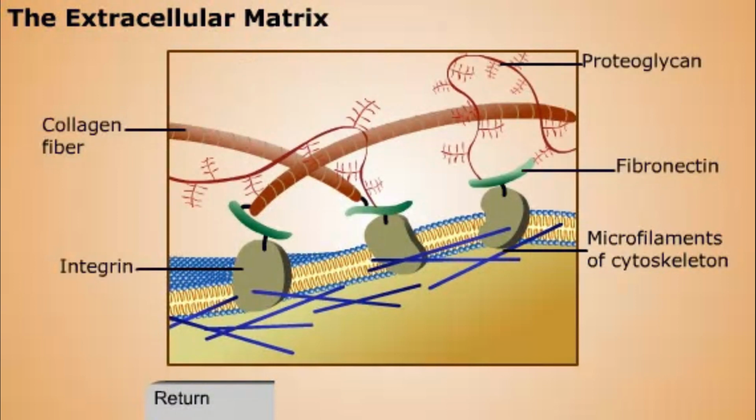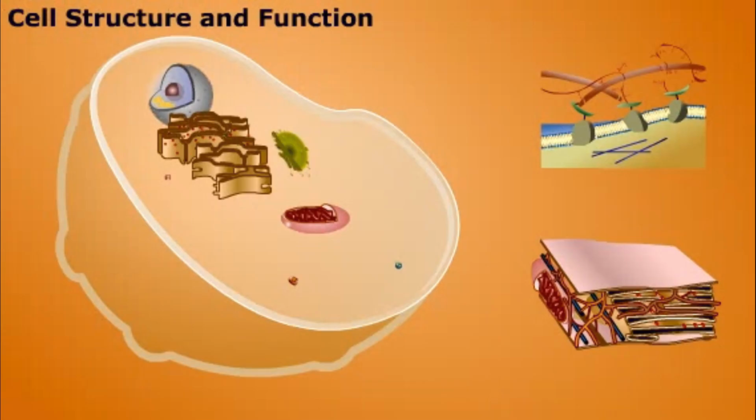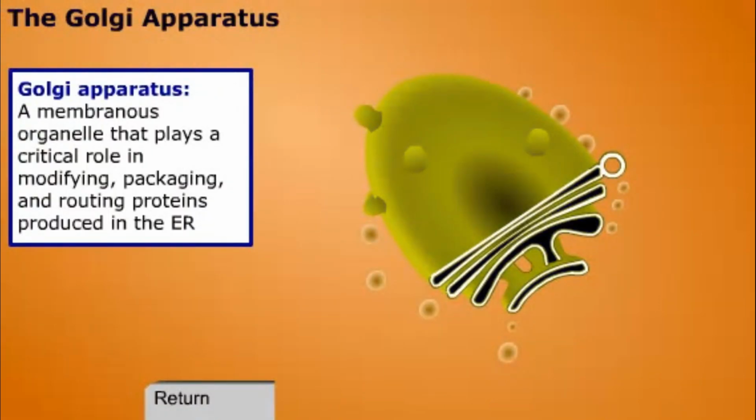Proteins called integrins span the plasma membrane and interact with fibronectin on the extracellular side. The fibronectin molecules associate with collagen fibers outside the cell. Finally, the collagen fibers are anchored in place by proteoglycans, large molecules containing both protein and carbohydrate.